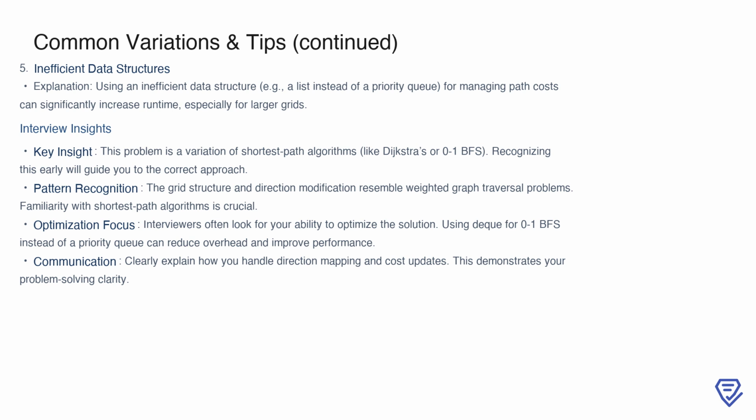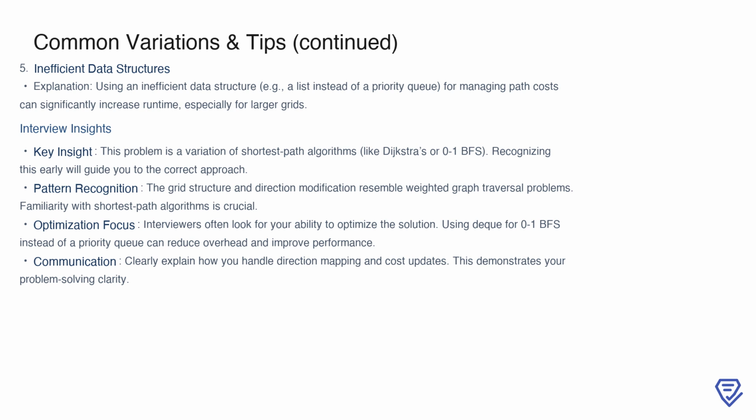It's also important to focus on optimization. For instance, using a deque for 0-1 BFS is often faster than a priority queue due to reduced overhead. And during interviews, your communication matters just as much as your code. Clearly explaining how you handle direction mapping and cost updates will show a structured and thoughtful approach to solving the problem.